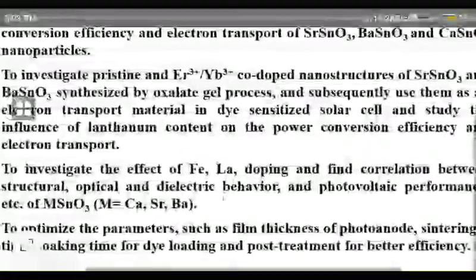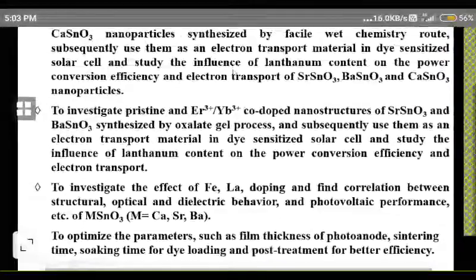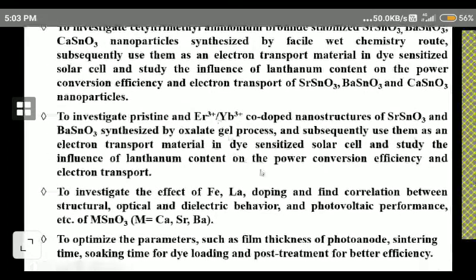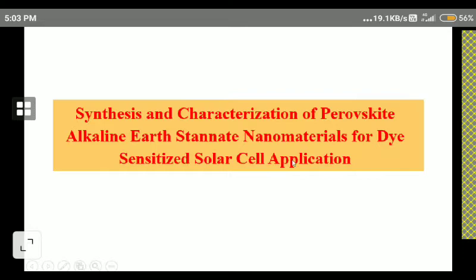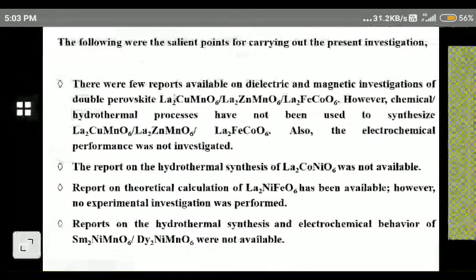And the next point says you are optimizing the performance. So what you are basically doing in setting your objective is filling the gaps available in the literature, or you may repeat some of the studies to verify or to make the study comprehensive. Then you check the title. The title of this study was synthesis and characterization of perovskite alkaline earth stannate nanomaterials for dye sensitized solar cells. Likewise we have another study, this one.